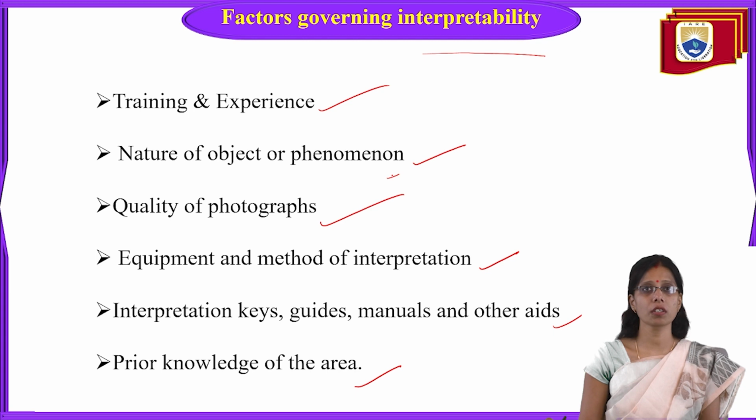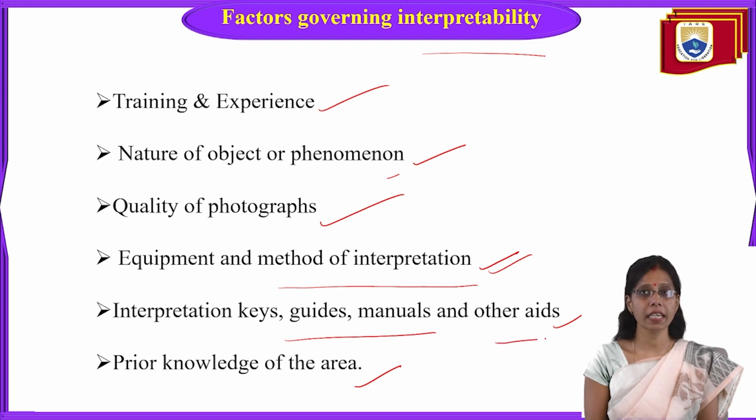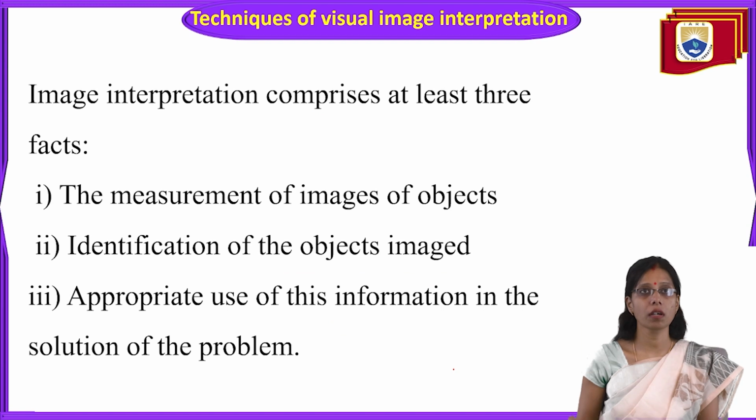So what kind of object are they going to interpret, and quality of photographs, different qualities of photographs should be used. Equipment and methods of interpretation: various equipment and methods of interpretation can be used. Interpretation keys, guides, manuals and other aids are used. Prior knowledge of the area should be there. So these all are helpful.